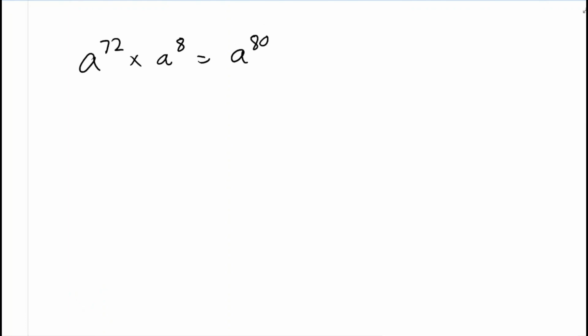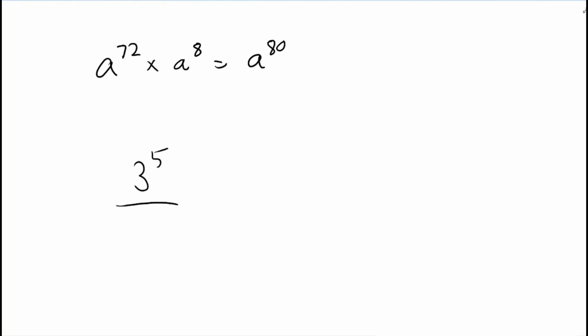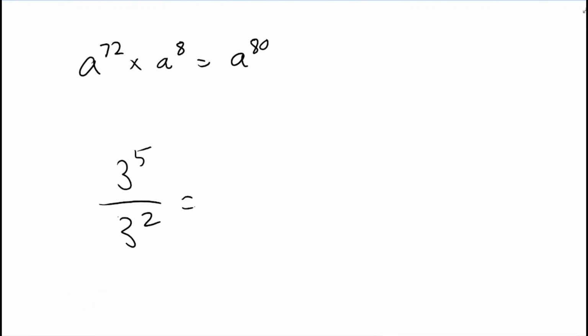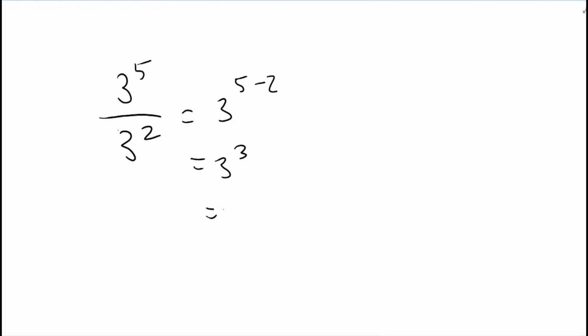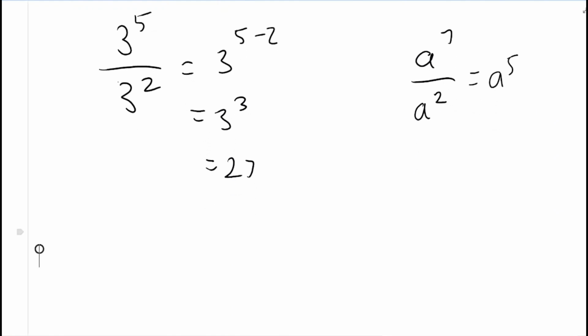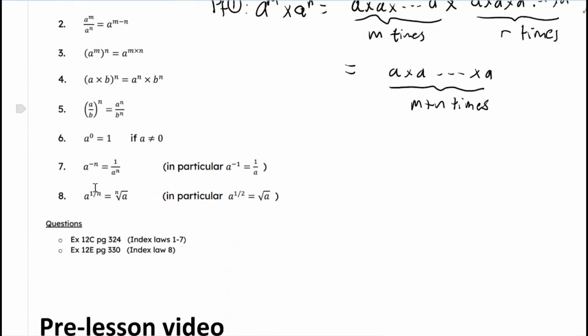So we might have a situation like 3 to the power of 5 over 3 squared. Well, you take the powers, so you're going to get 3 to the 5 take 2, which is 3 cubed. If you want to know what number that is, it's 27. You could also have something like a to the power of 7 over a to the power of 2, gives you a to the power of 5. Next index law we have, we'll do an example of this.